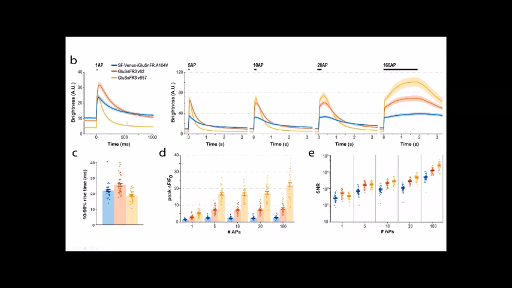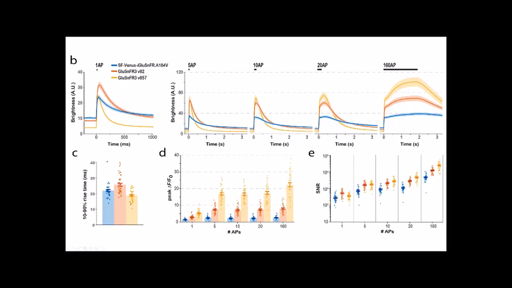So V857 here is dimmer at rest than the parent sensor, but it actually reaches about the same brightness in response to 1 action potential. V82 is brighter than V857, and it has an even stronger response. As you increase the number of action potentials, V857 especially saturates less, so it continues to increase in its response. Whereas the peak brightness of the parent sensor over different numbers of action potentials doesn't really change, which is related to that saturation that I mentioned.